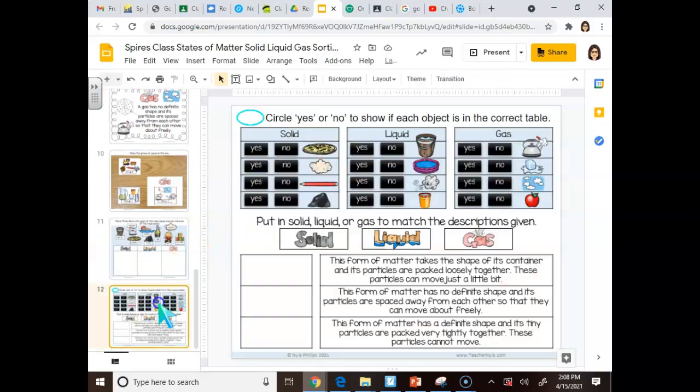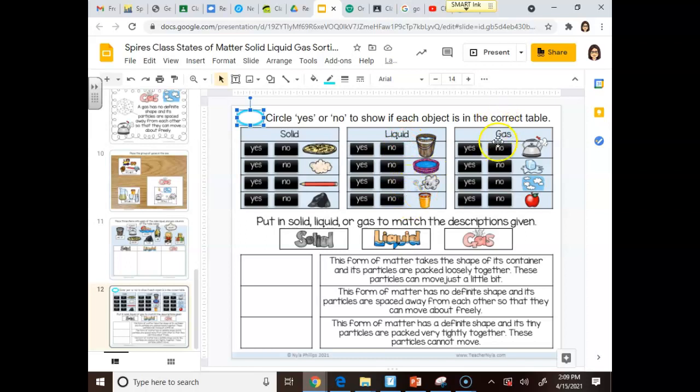All right, in the last page, it says circle yes or no to show if each object is in the correct table. So it says pizza. Is pizza solid? Yes or no? You'll drag it down and either circle yes or no on each one. Cloud. Is cloud a solid? Yes or no? Pencil. Is pencil a solid? Yes or no? Rock. Is rock a solid? Yes or no? All right, so you have enough rings to circle all of your questions.